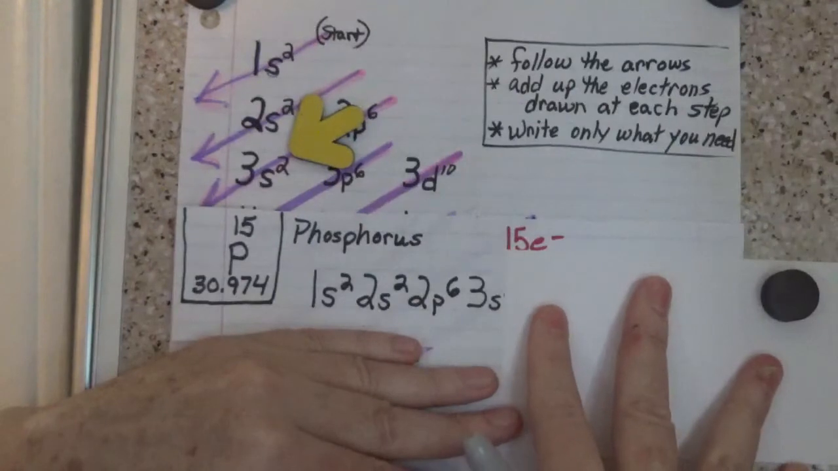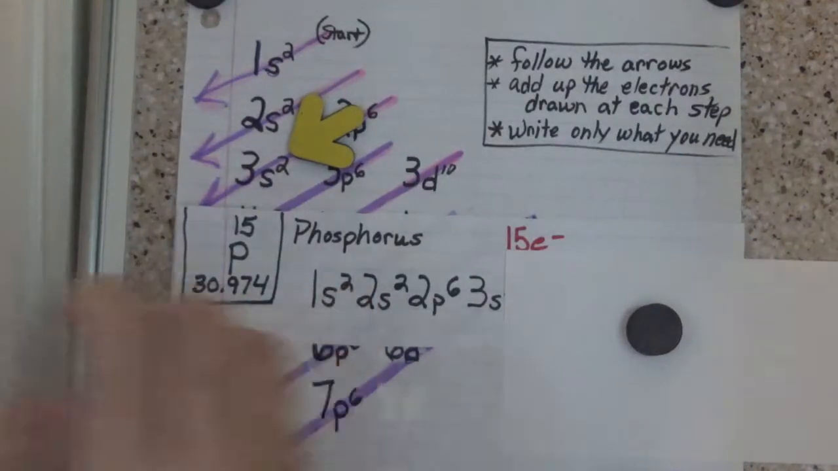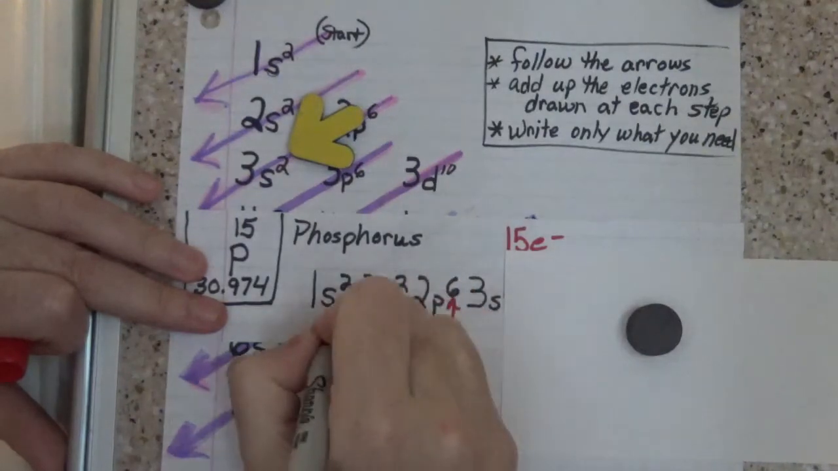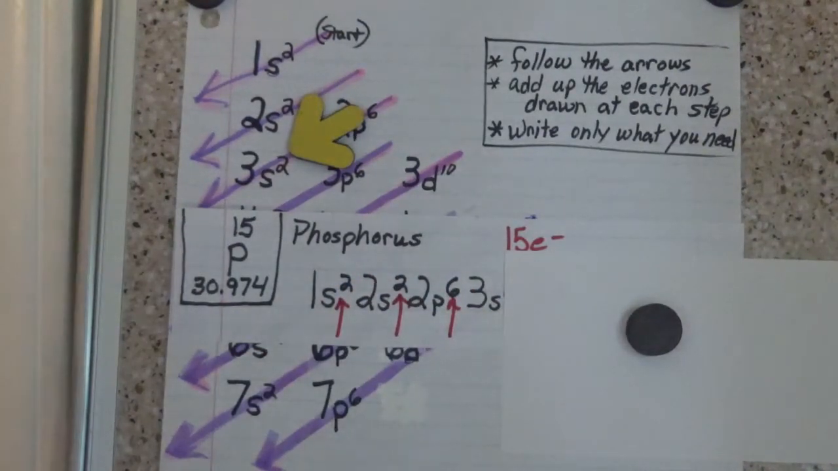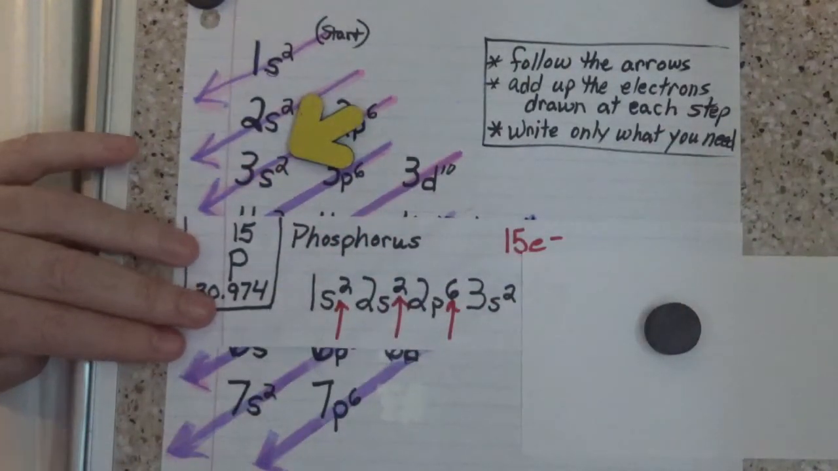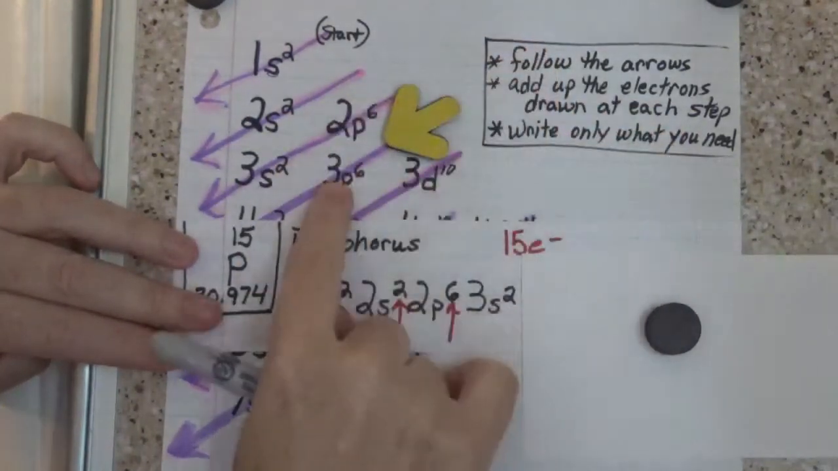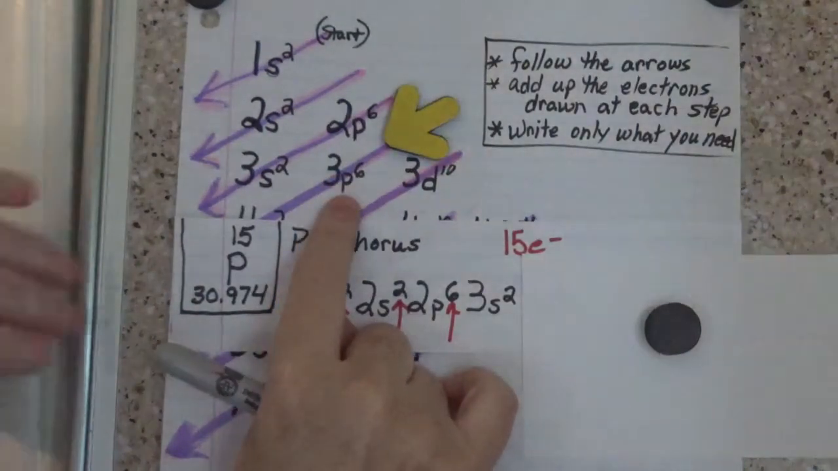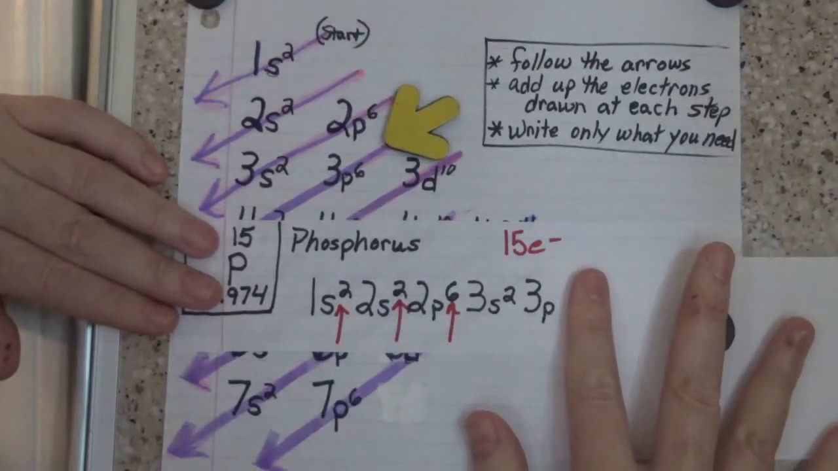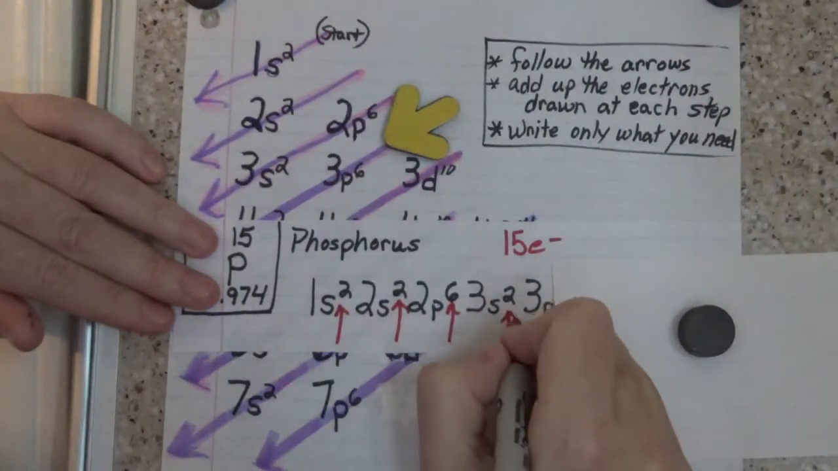That leads me to 3s next. Here's 3s. Now how many electrons do I need there? Remember, 2 plus 2 plus 6 gives me 10 electrons right now. I need 5 more. This only has 2, so I need both of those electrons. That takes us to the end of that arrow. Let's go to the top of the next one, and that puts me at 3p. We can write 3p. We know we have to have them. I have 2 plus 2 plus 6 plus 2, that's 12.